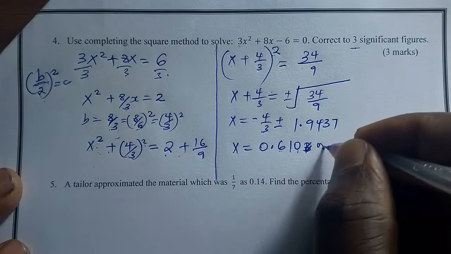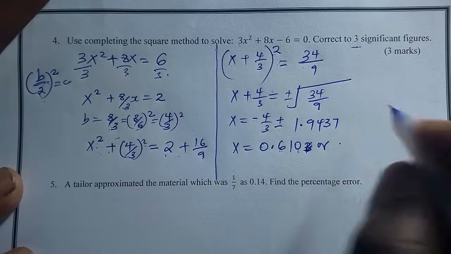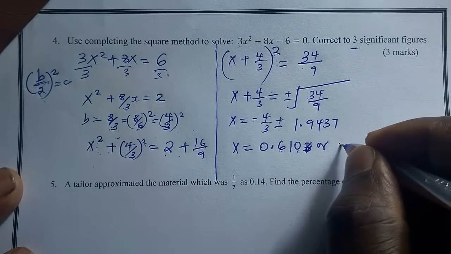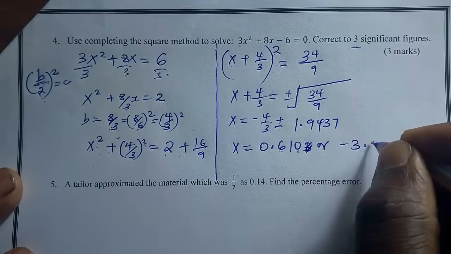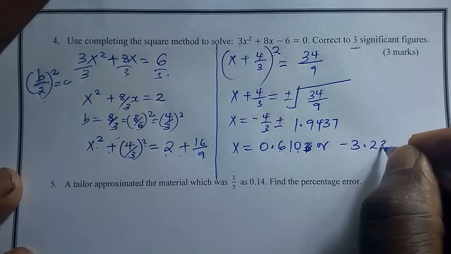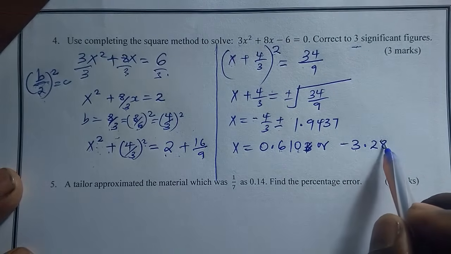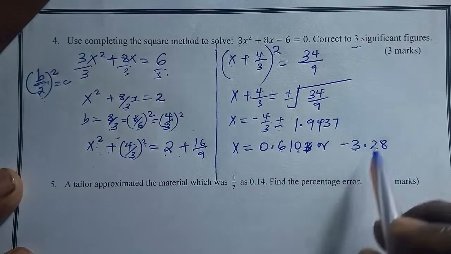Or for the negative side, it is negative 4/3 minus 1.9437. The answer is going to be negative 3.28. 3 significant figures, 1, 2, 3. I have rounded off to 3 significant figures.